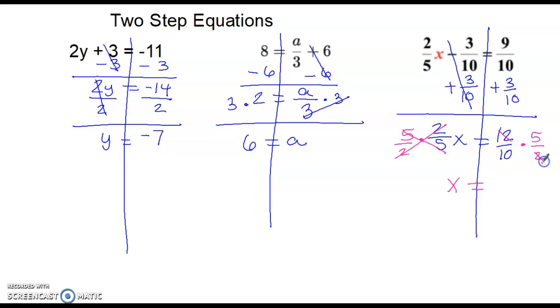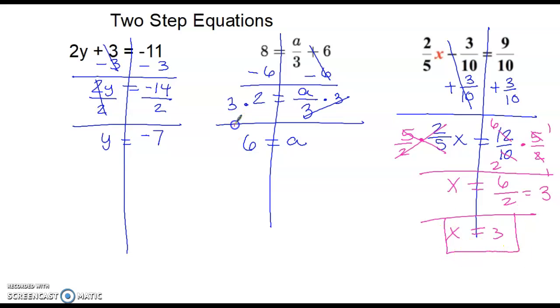These cross-reduce to get you a 6 and a 1, 2 and a 1, so we're left with 6 over 2 times 1 over 1. Remember, fractions, you multiply straight across. 6 times 1 gives us a 6. 2 times 1 gives us a 2. Our answer is x is equal to 3. When we reduce it, a is equal to 6, and negative 7 is equal to y.